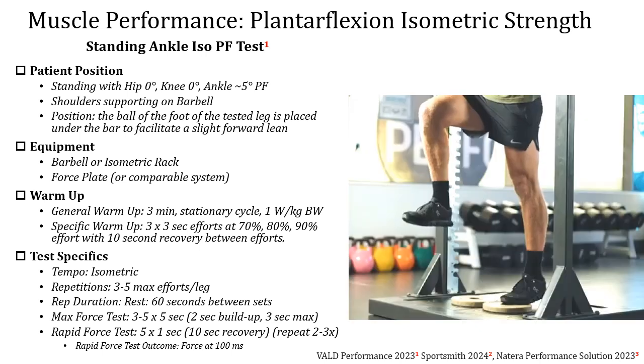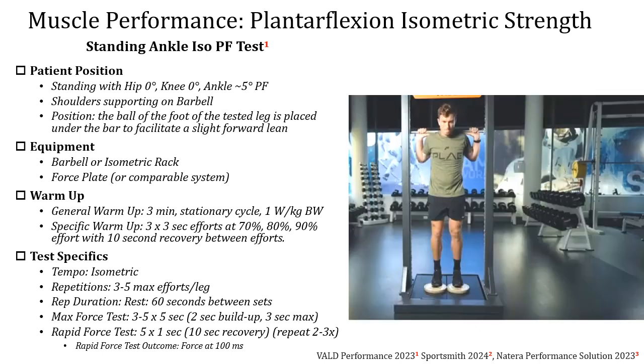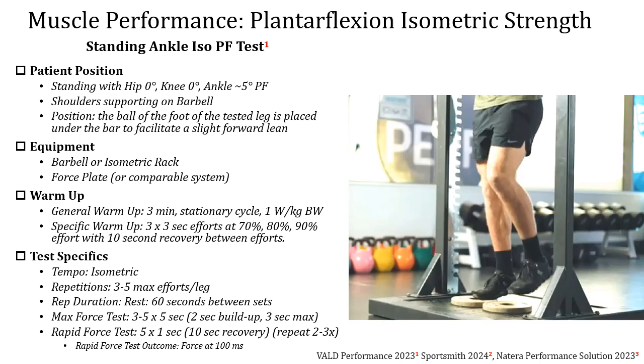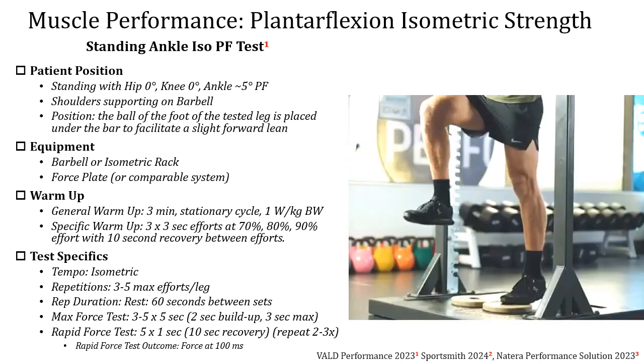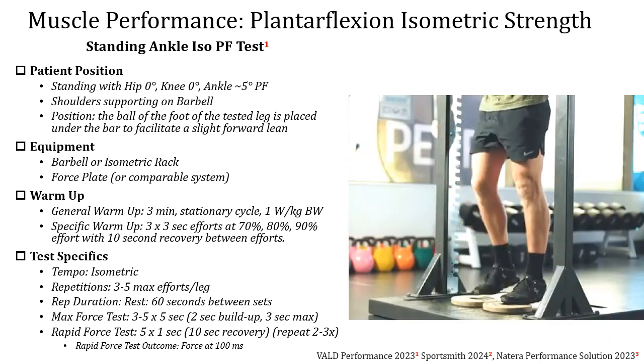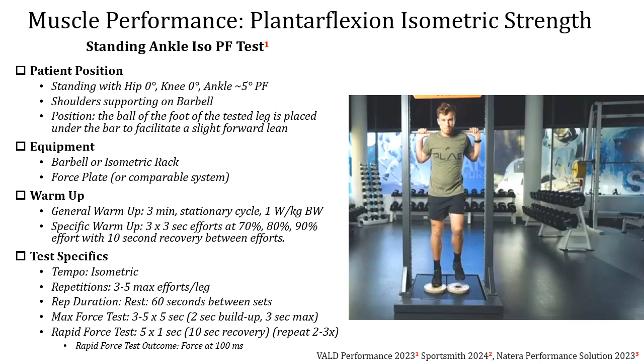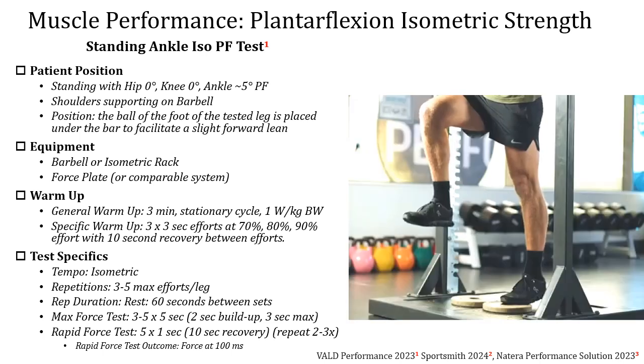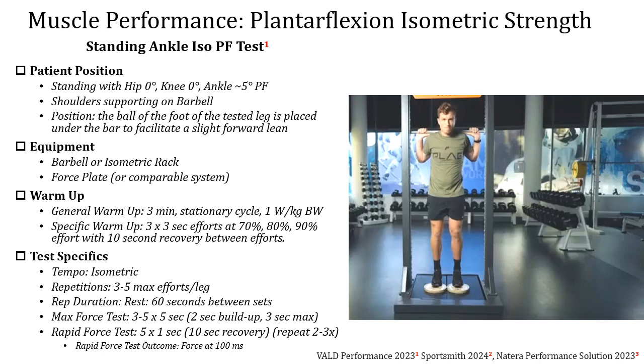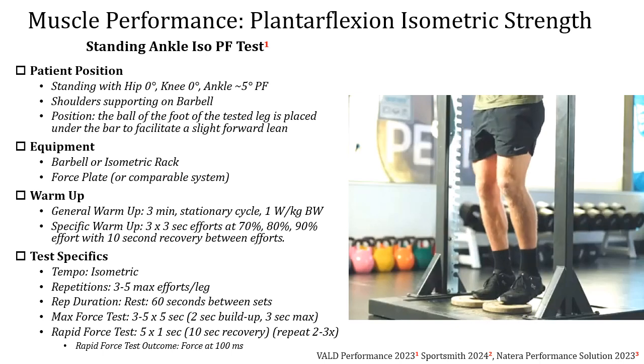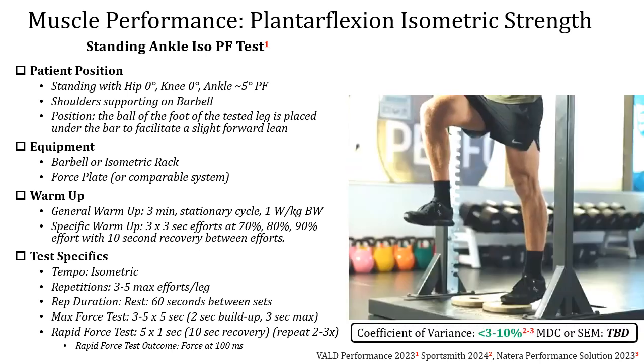You're going to want to have specific warm-ups of 3 by 3 second efforts, gradually increasing in intensity. The tempo obviously is going to be isometric. They're going to be doing 3 to 5 max efforts per leg with 60 seconds rest in between the sets. They're going to be doing 3 to 5 repetitions of 5-second holds, 2 seconds build up, 3 seconds max effort. If you're looking for more rapid force testing and your rate of force development, then you're going to be doing 5 by 1 second efforts. It's going to be 10 seconds recovery, and you repeat it 2 to 3 times.